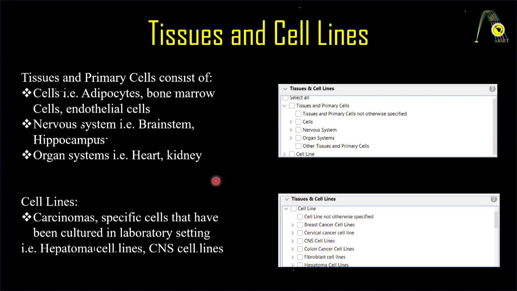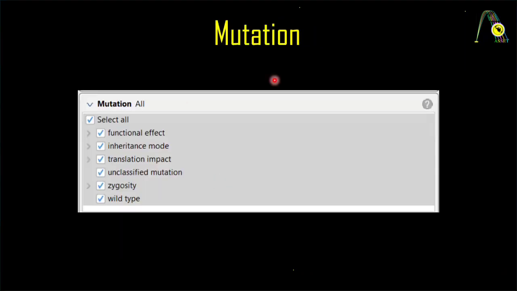But you're also able to select for different cell lines that have been cultured in laboratory settings as well. So you're able to either include those or exclude those in your filtering. And you're also able to select for mutations. So basically relationships that might be related to a certain type of mutation, such as a wild type mutation, translational impact, inheritance mode. So you're able to select for specific mutations that some relations might result in.